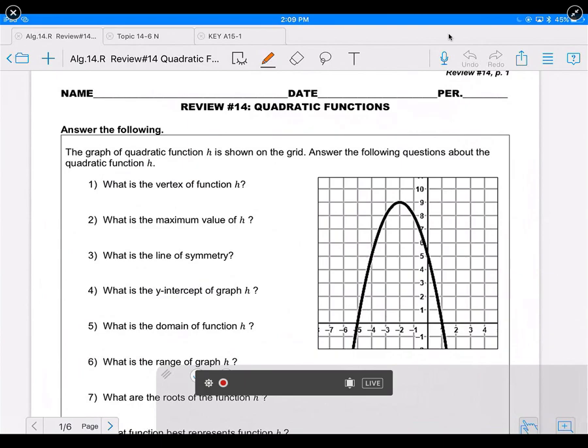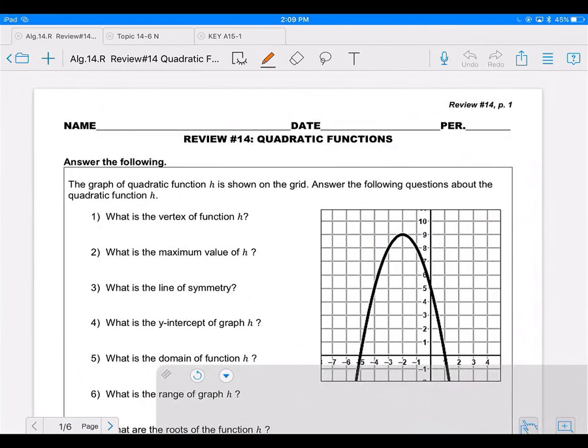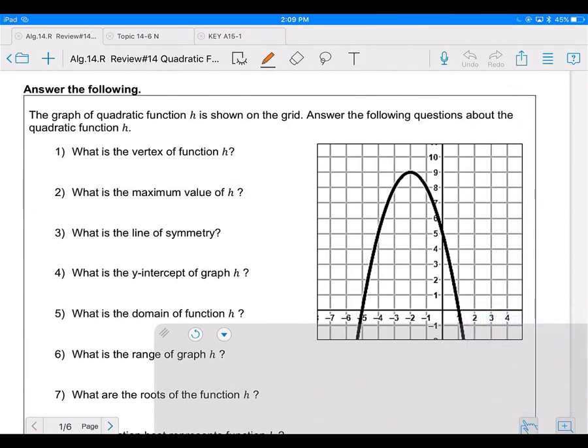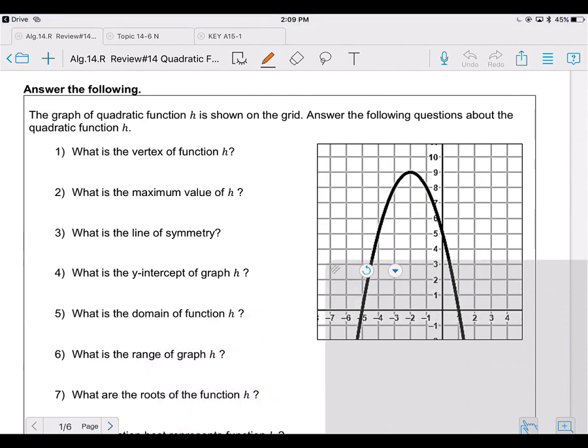This video covers review 14 over quadratic functions. On the first problem, we're asked to solve for a bunch of stuff just by using the graph given. So remember, if you have a graph given, even if you're given an equation, all you have to do is use this graph given to you to identify the pieces.